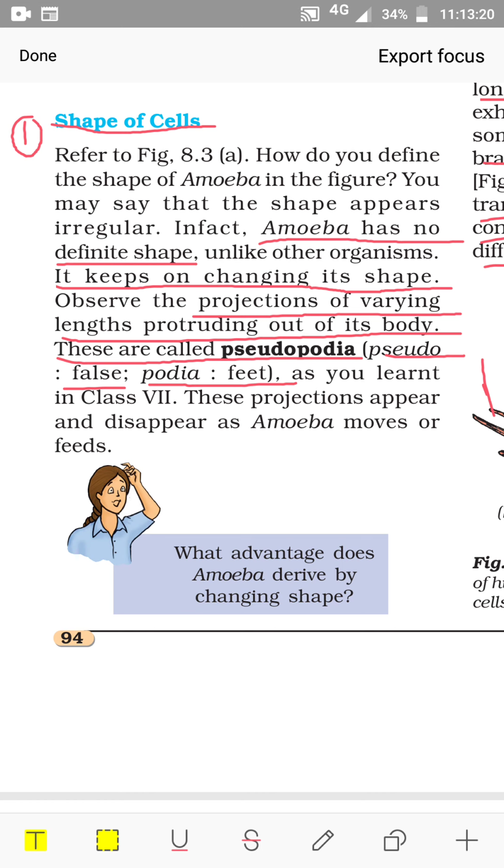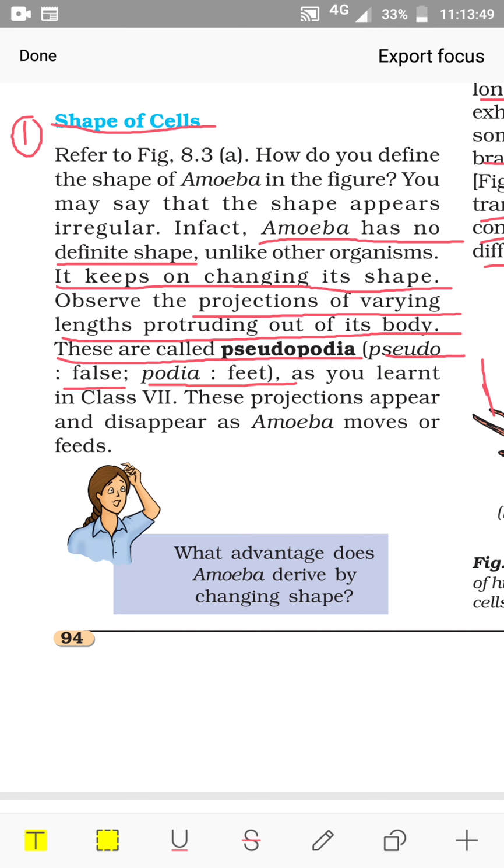Do you recall last class what we read? Yes, discovery of cells. What is a cell? Organisms show variety in cell number, shape and size. In that we read about the cell number, unicellular or multicellular. Two of the examples of unicellular organisms we read, amoeba and paramecium. Today I am going to start with the shape of the cell.